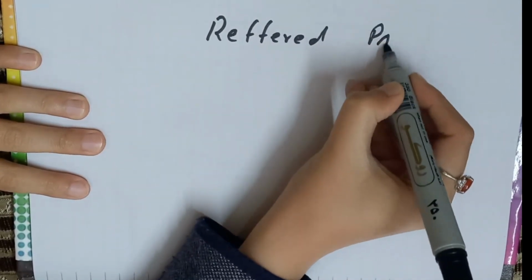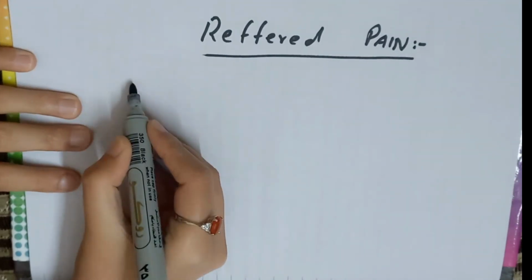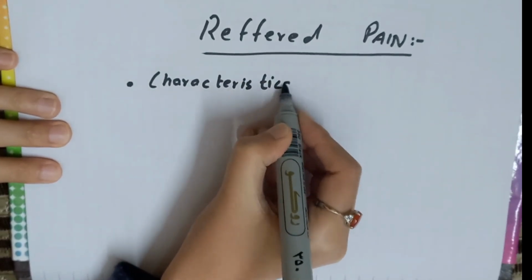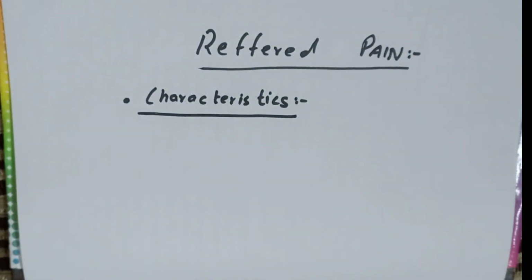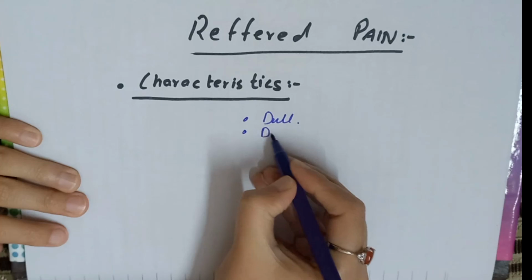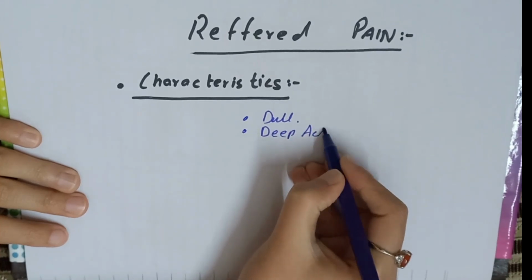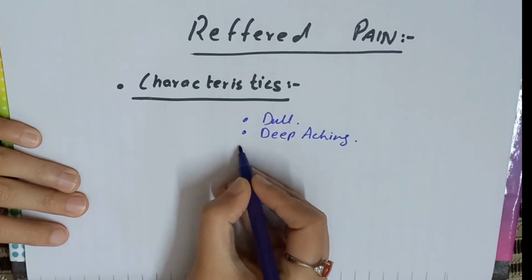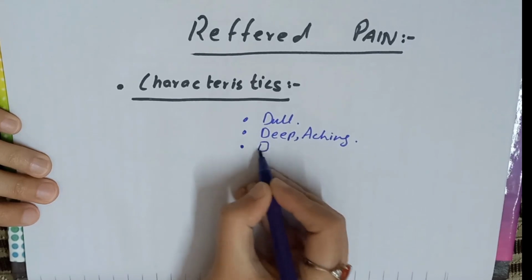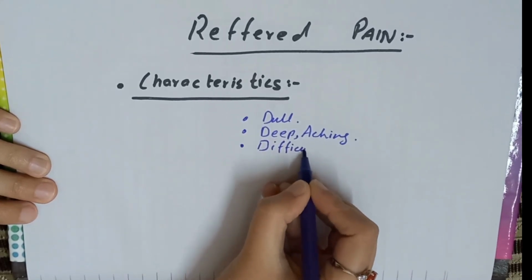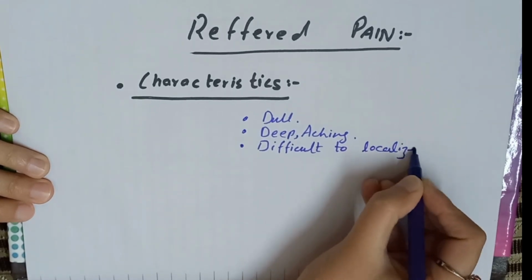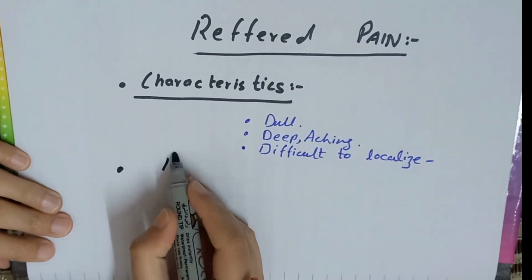Moving towards the referred pain. Talking about characteristics of the referred pain. So same, dull, deep, like the axial pain, aching. Same like characteristics of axial pain, dull, deep, aching, but difficult to localize. So this is the main difference between the axial pain and the referred pain.